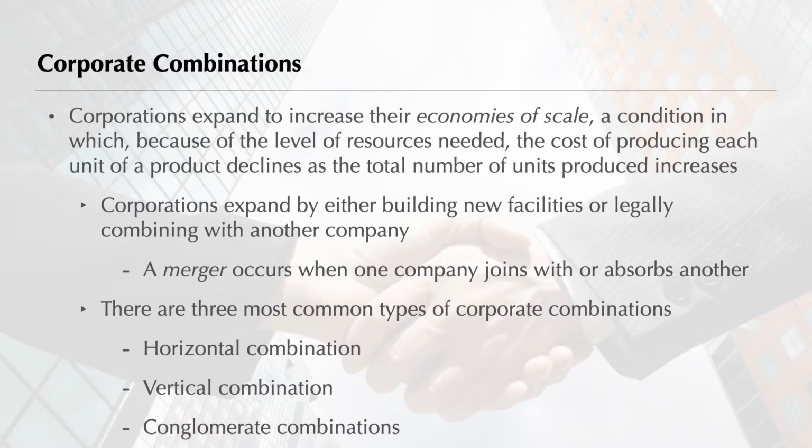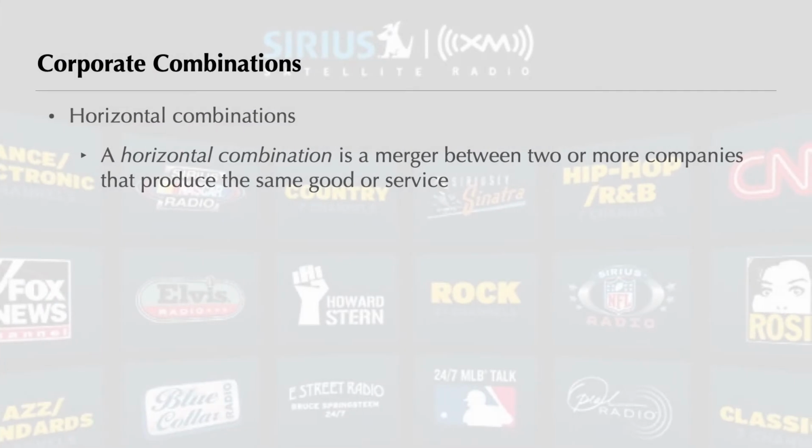Companies may form different types of corporate combinations. The three most common types of combinations are horizontal, vertical, and conglomerate. A merger between two or more companies producing the same good or service is called a horizontal combination. A horizontal combination can also involve companies that dominate one phase of production.